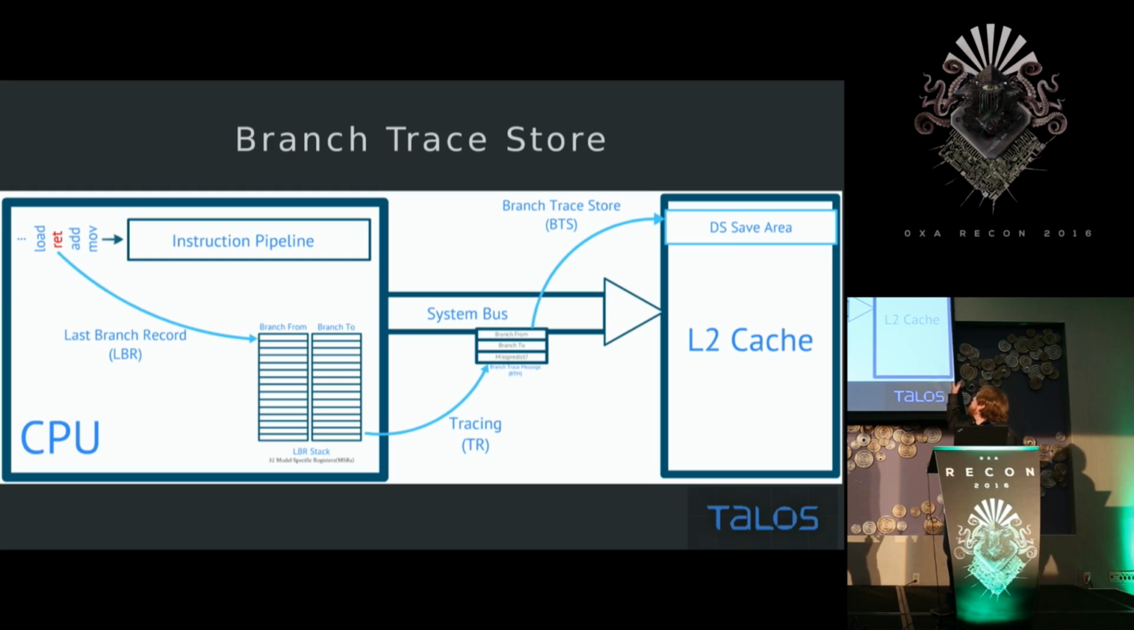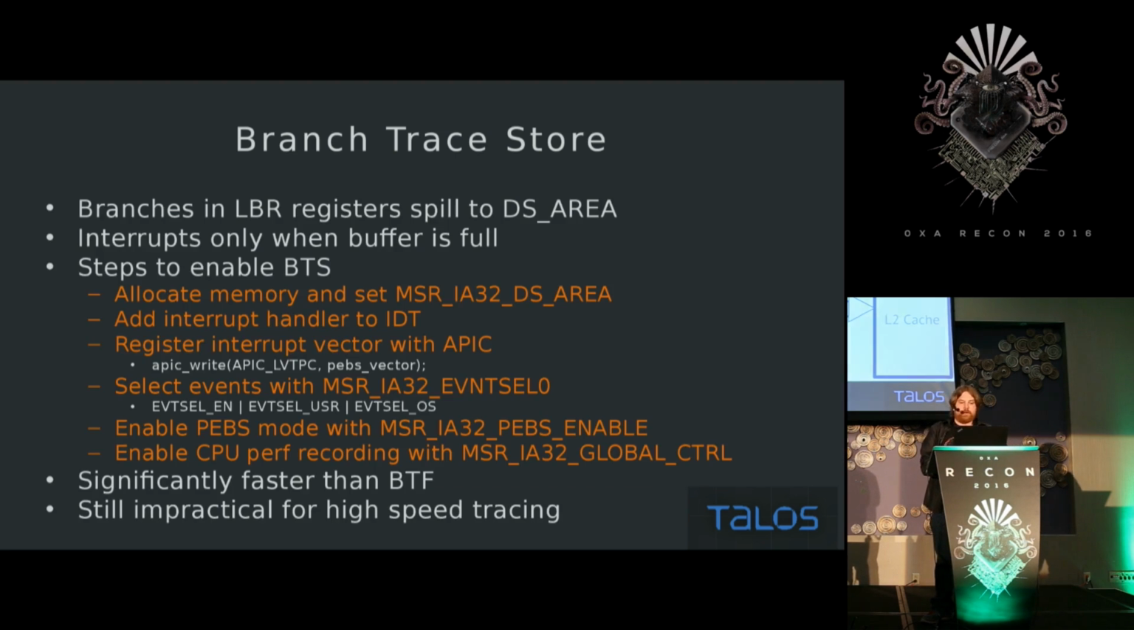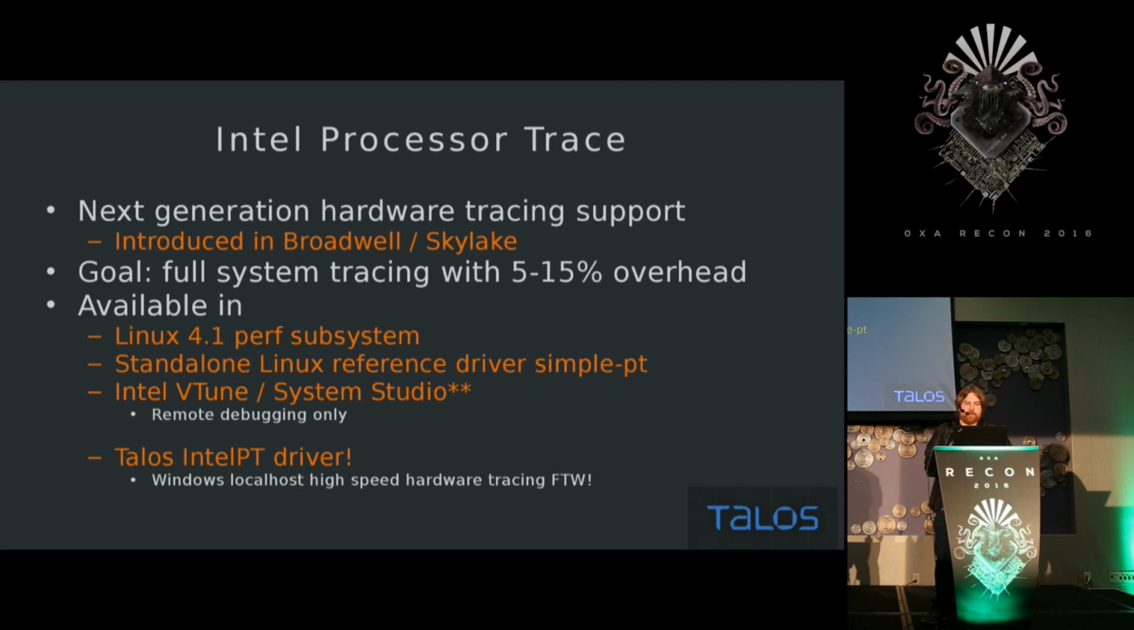Your L2 cache will then hold a structure that will point to the save area for the storage. And essentially, you'll just get a series of these structures, which are your context at the time of your branch. Unfortunately, it's really, really slow. I've got a demo of that, but it's super slow. It's not really worth going much further into, and I'll let you reference these slides later as well.